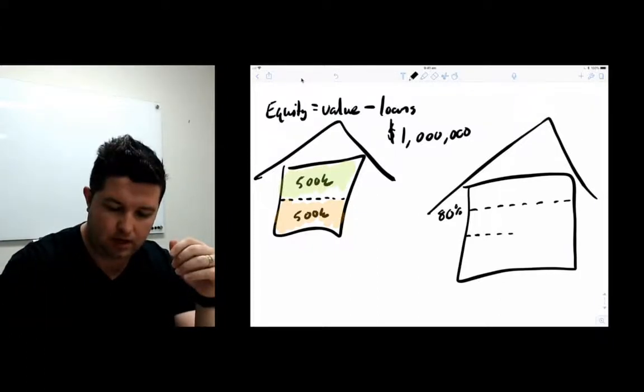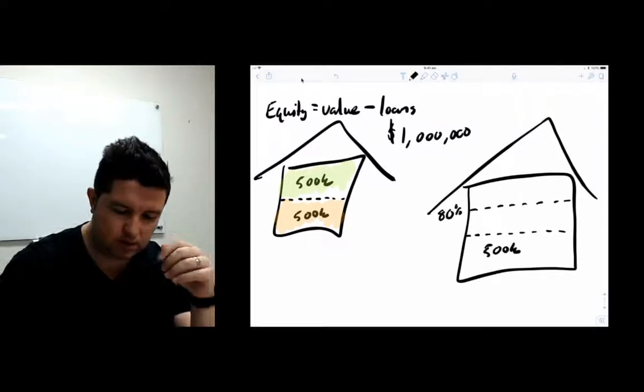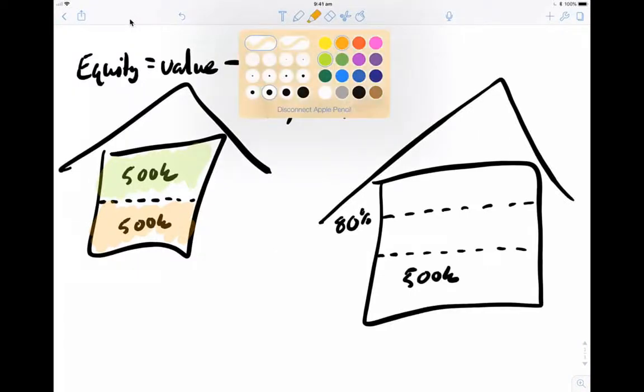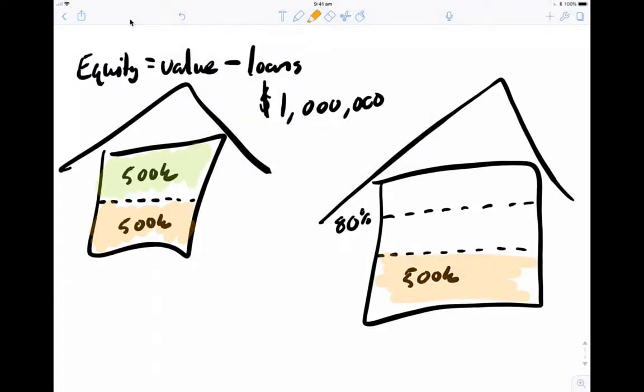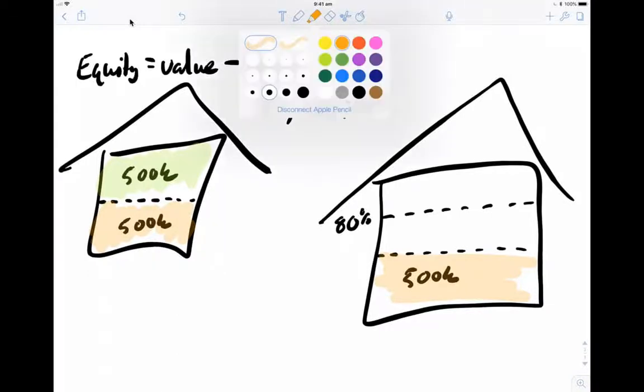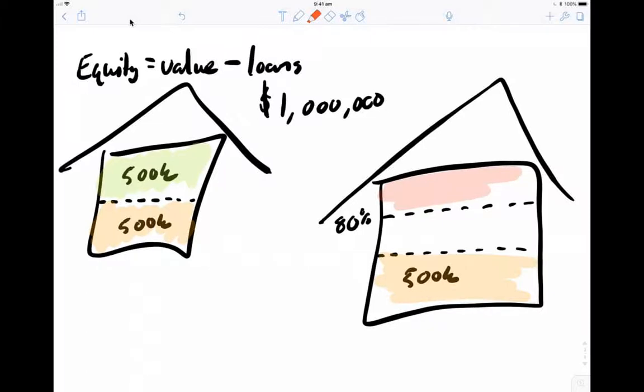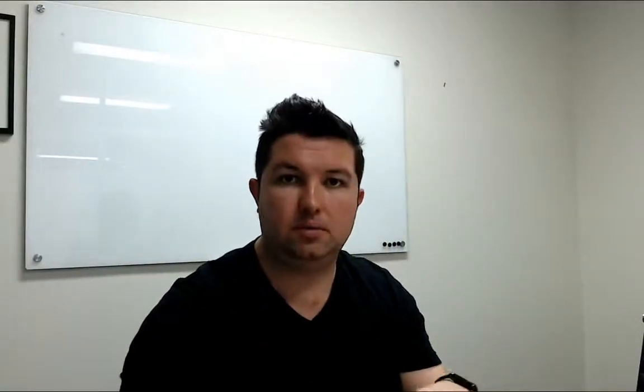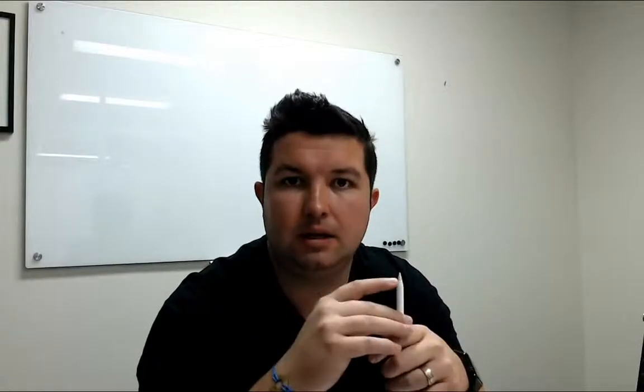Now that 80% is obviously going to equal $800,000. And if we have loans secured against the property of $500,000, so it's the same as before, the loan's down here at $500,000. We've got the bank's buffer up the top of 20%. Then the usable equity is $300,000. So what this means is that the difference between equity and usable equity is that the bank or the lender isn't going to let you use all the equity.